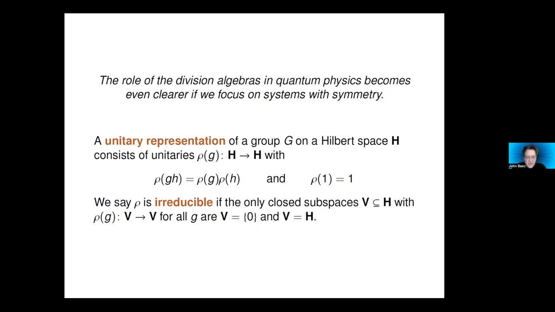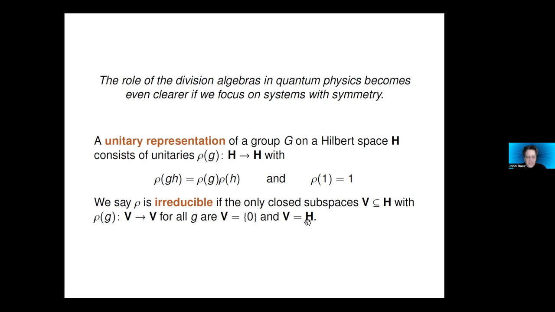So a unitary representation of a group on a Hilbert space will be one unitary operator for each group element, in a way that when you multiply two group elements, those operators multiply, and the operator for the identity in your group is the identity operator. So your group is acting as unitary transformations on your Hilbert space. And the simplest of the representations are the ones called irreducible, which are the ones where the only closed subspaces that are preserved by all the group elements are the zero-dimensional subspace and the whole Hilbert space.